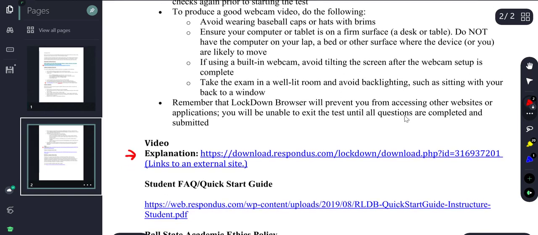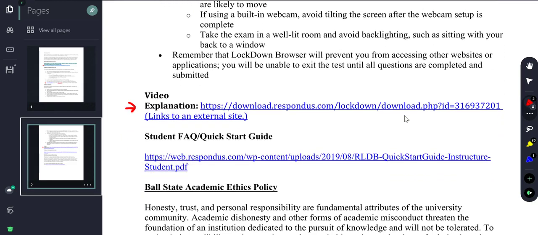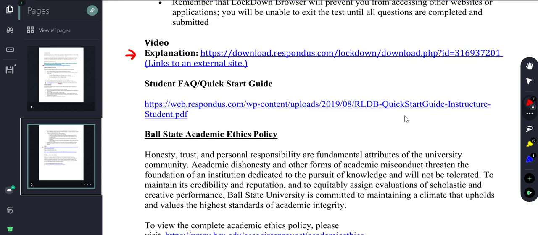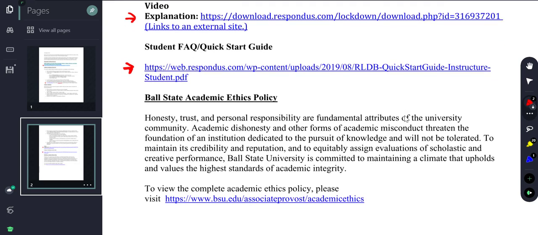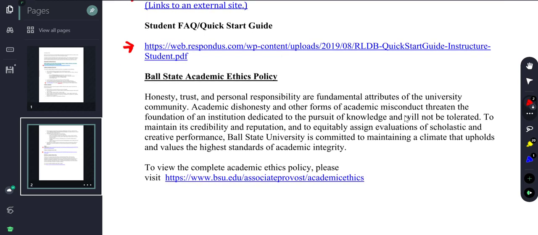And then there's also a quick start guide here where you can click on this document and download it and take a look at what the folks at Respondus have said. And then here, the very last thing is the academic ethics policy, that basically says your work is your work.